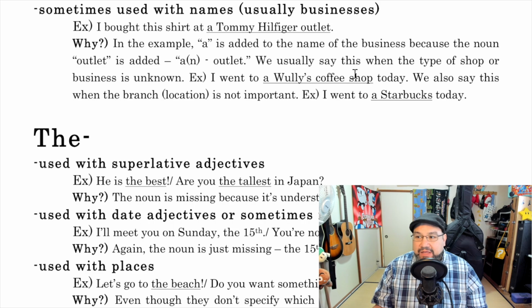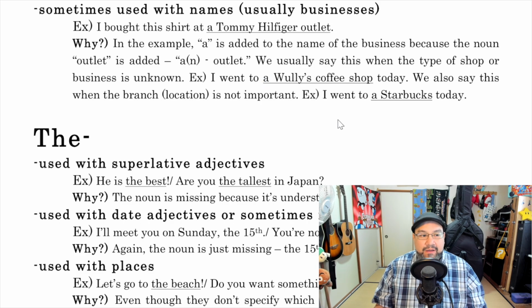We usually say this when the type of shop or business is unknown. For example, I went to a Woolies coffee shop today. If everybody knows Woolies, just I went to Woolies. Or you can even say I went to a Woolies. You know, it's a particular Woolies shop. But if you say coffee shop, then you should add a. This is a big problem I see many students have.